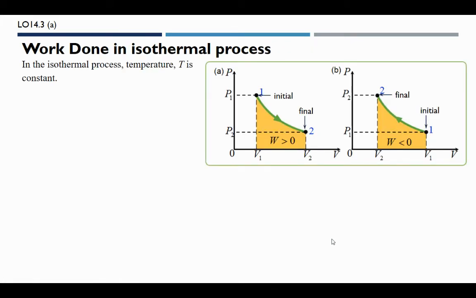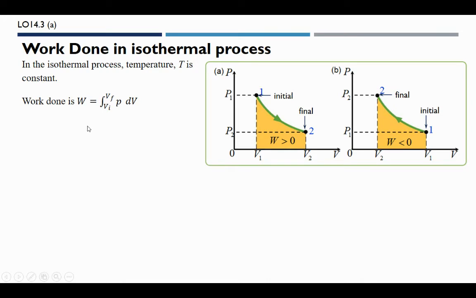In the isothermal process, temperature T is constant. From the graph, the area under the curve will give you the total work done. The first graph, A, is the isothermal expansion, since volume 2 is bigger than volume 1. For the graph in B, this process shows the isothermal compression.